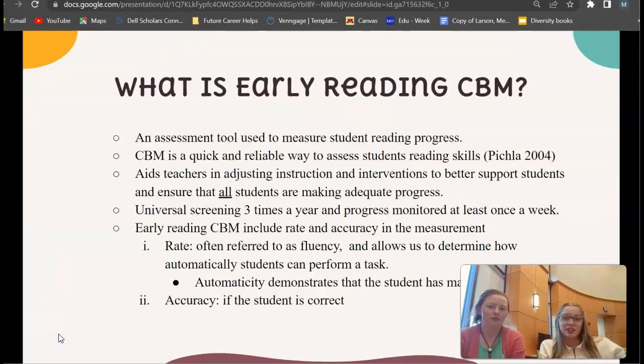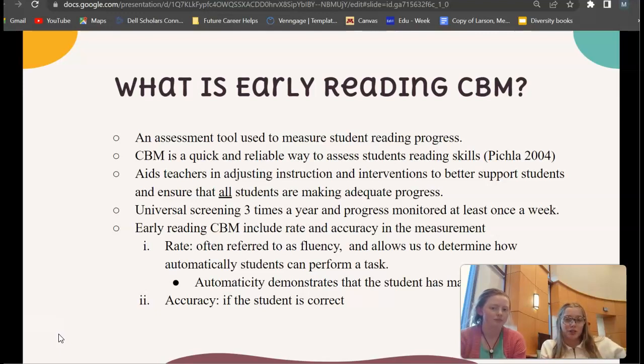What is an early reading CBM? An early reading CBM is an assessment tool used to measure students' reading progress. CBMs are a quick and reliable way to assess students' reading skills, and they aid teachers in adjusting instruction and coming up with different interventions that better support all their students.